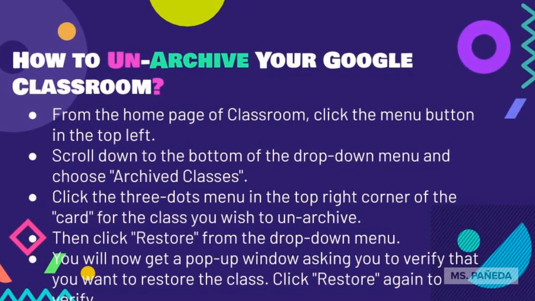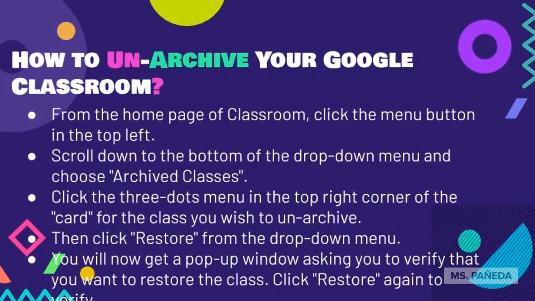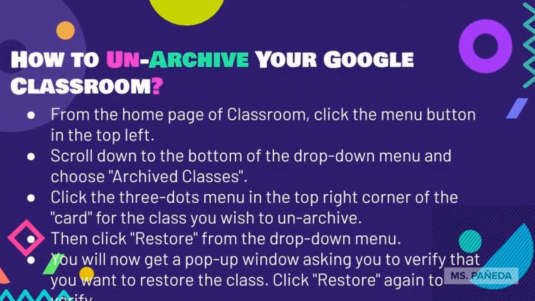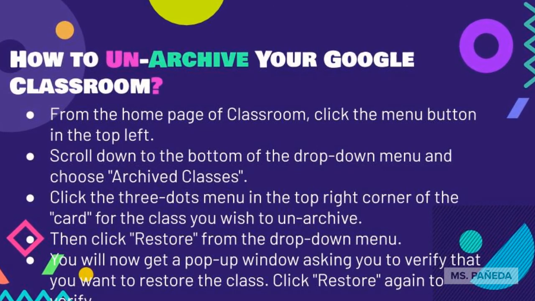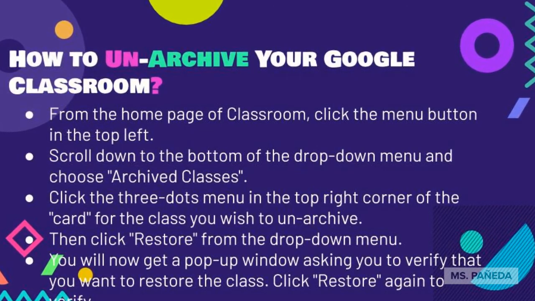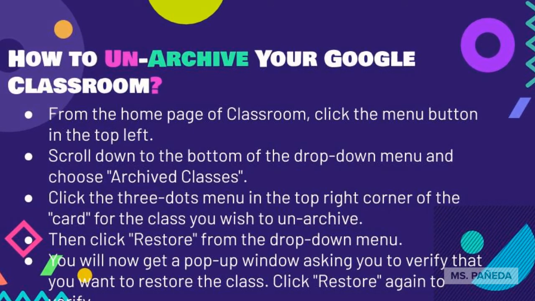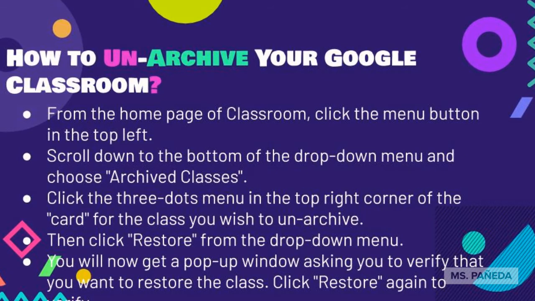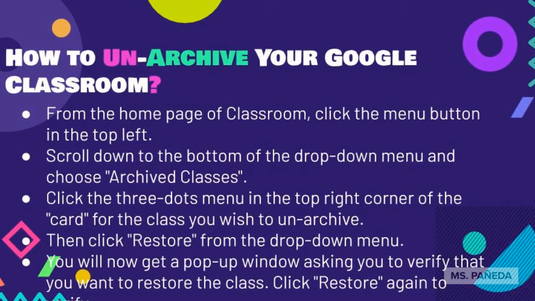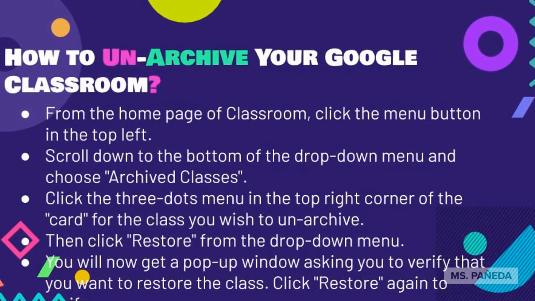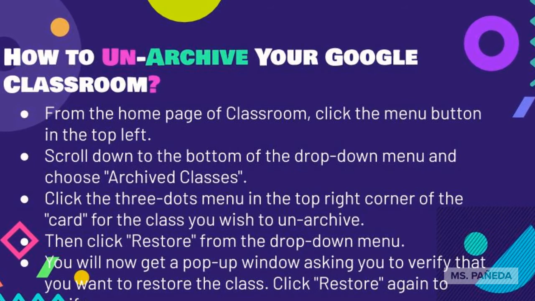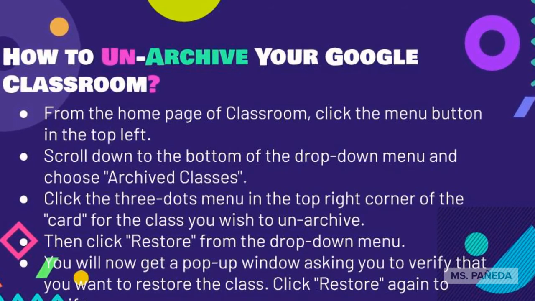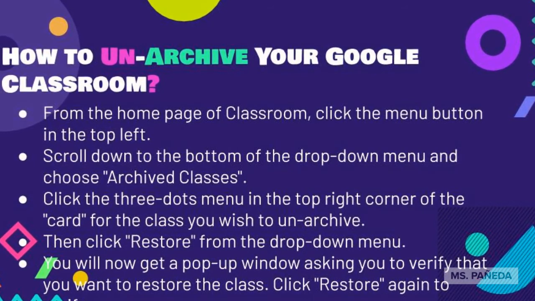If you ever need to unarchive a class, you can do so as follows. From the home page of Classroom, click the menu button in the top left. Scroll down to the bottom of the drop-down menu and choose Archive Classes. Click the three dots menu in the top right corner of the card for the class you wish to unarchive. Then click Restore from the drop-down menu. You will now get a pop-up window asking you to verify that you want to restore the class. Click Restore again to verify.